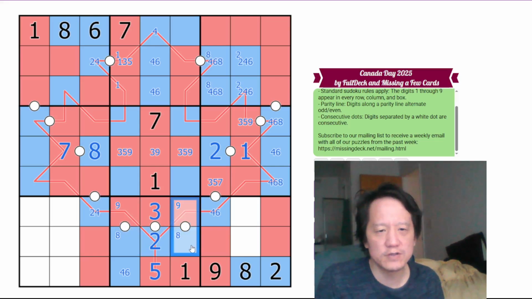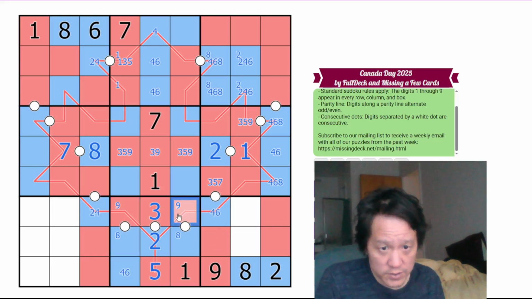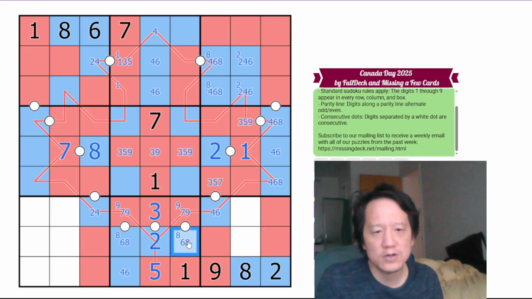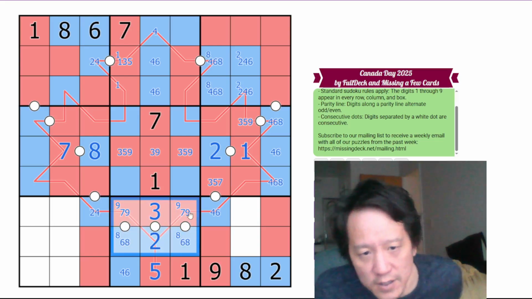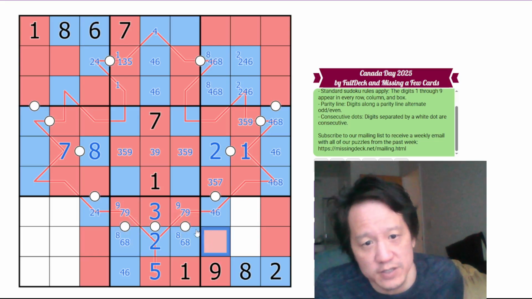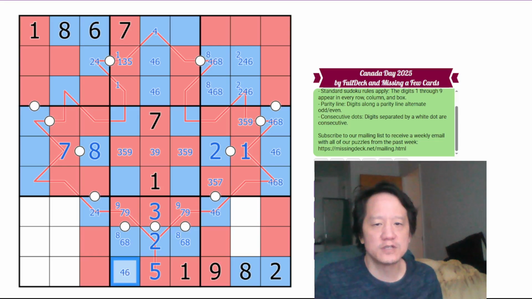9 is one of these with 8. This is 4 or 6. So this must be 7 or 9, which leaves this as a 6-8 pair, because 9 is only consecutive with 8. 7, therefore, must be consecutive with the 6. So this can't be 6. This is 4.